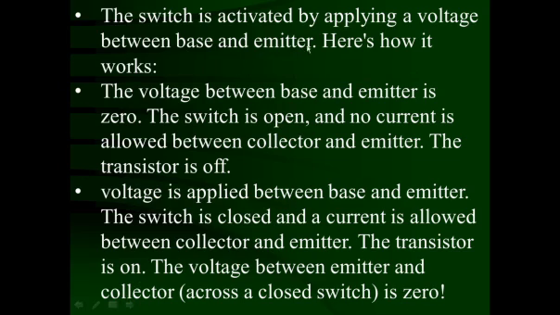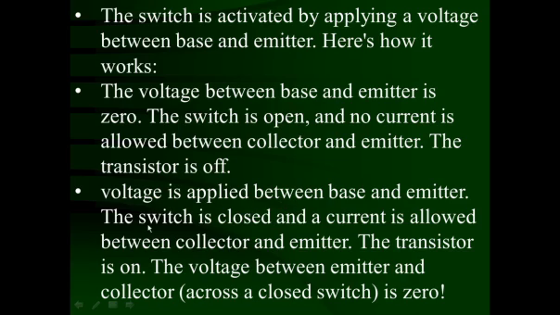The switch is activated by applying voltage between base and emitter. Here is how it works. The voltage between base and emitter is going to be 0. That means the base emitter junction is reverse biased. So there is no base current and hence there is no collector current and the switch is open. The switch is open and no current flows between collector and emitter. The transistor is off.